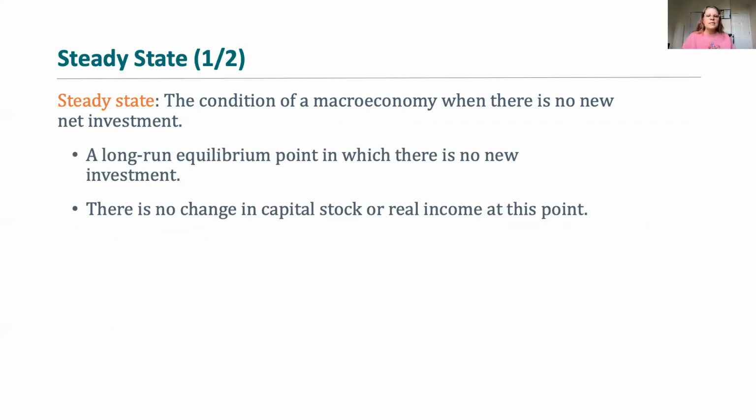What this means is that there's a long run equilibrium point in which eventually, because of diminishing marginal product, we wouldn't continue to invest in capital, right? At some point you have enough ladders and an additional ladder doesn't help you. So you wouldn't buy that extra ladder. So there's some point at which there's no new investment, there's no change in the capital stock, and therefore the model would suggest no change in real income either.